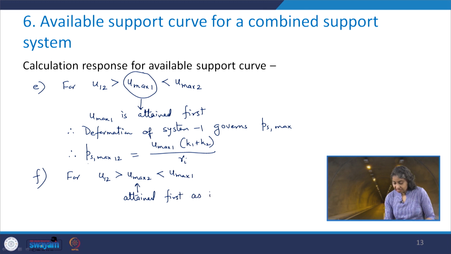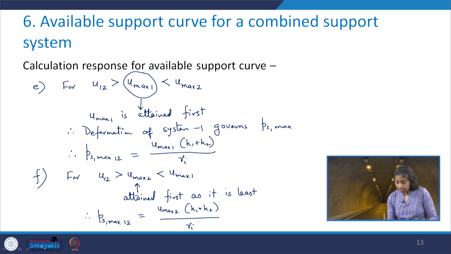Why? Because it is least. In all the three situations, this is the least one, and therefore we will have PS max 1 2 as U max 2 into K1 plus K2 divided by Ri. So, this is how you can find out the maximum support pressure in case you have the combined support system. Most of the time it is only two types of support system which are combined.